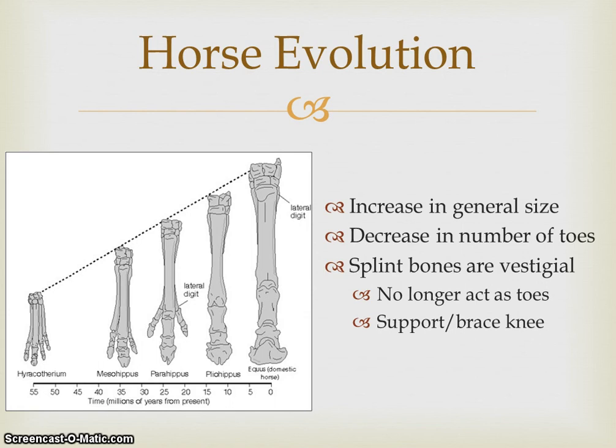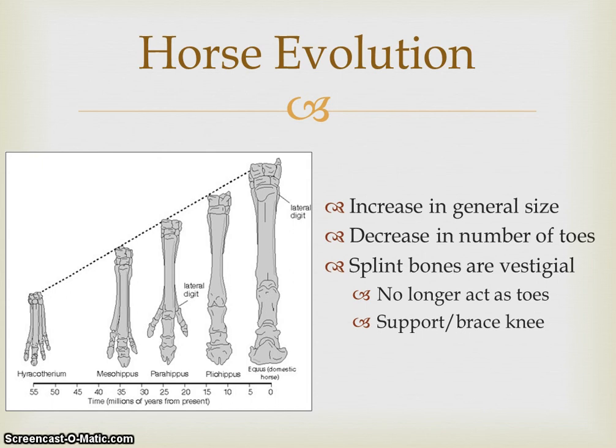Finally, I'd like to show one more example of change within a lineage. This is easily shown through the evolution of a horse limb. You can see that over time, the size generally increased. You can also see that the number of toes decreased over time. 55 million years ago, ancient descendants of modern horses had 4 toes. Then 20 million years later, the number was reduced to just 3 toes, and so on until modern horses have only 1 toe.